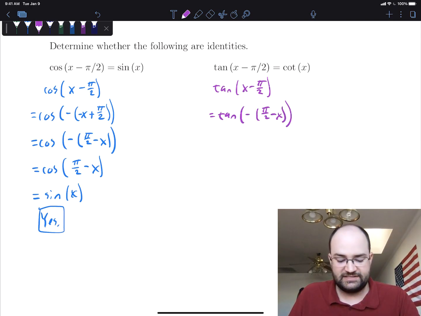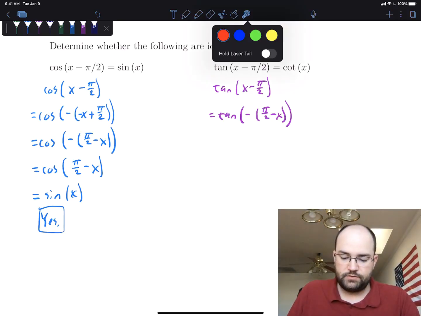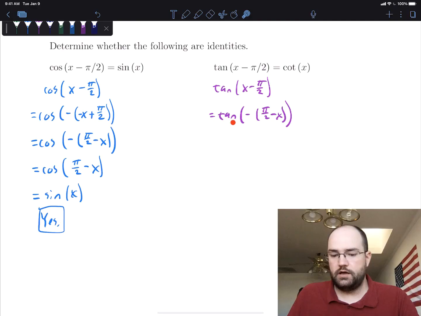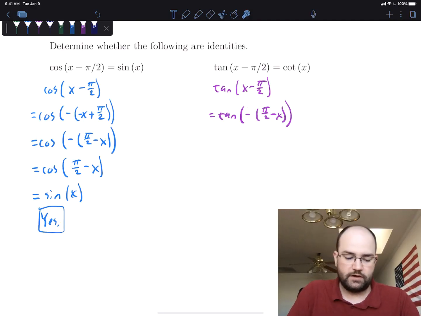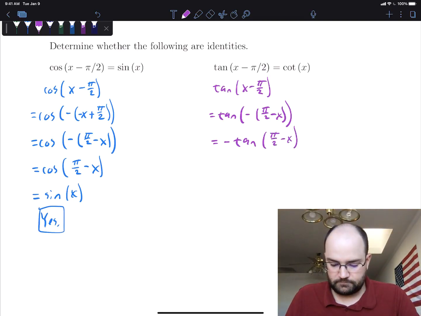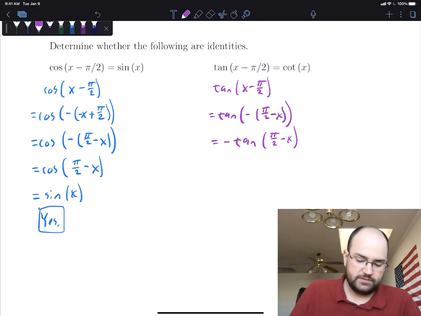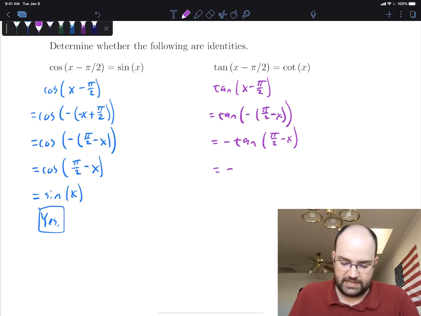Pi over 2 minus x. It's the same trick that we did over here. But remember, tangent is odd, which means that if there's a negative here, it goes out front, which gives me negative tangent of pi over 2 minus x. Now, notice something. If that's the case, that negative can't go away. So it still needs to be there. That's going to give me negative, and then tangent of pi over 2 minus x is cotangent of x.